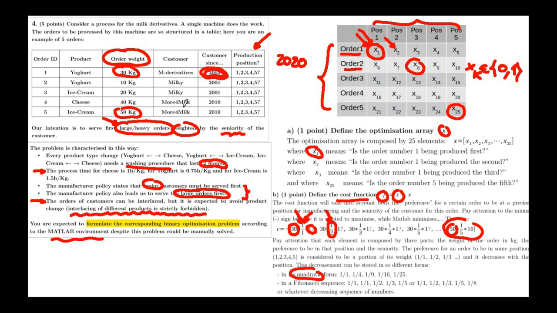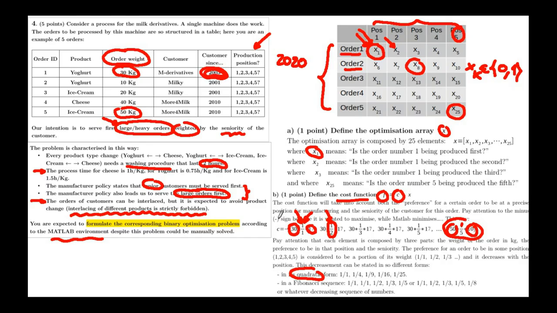How long have you been working with us? Since 2010. So 10 years. 10 years of seniority. And what about 1 over 5? Because it's order 5 produced in position 5. That's why it's 1 over 5.